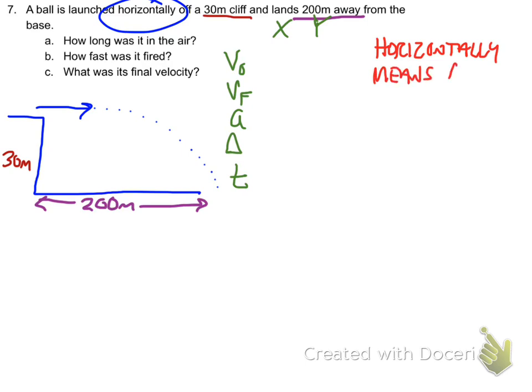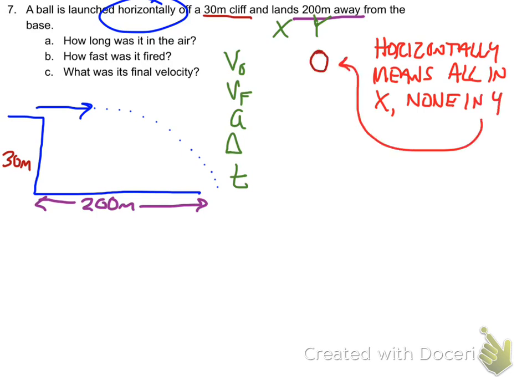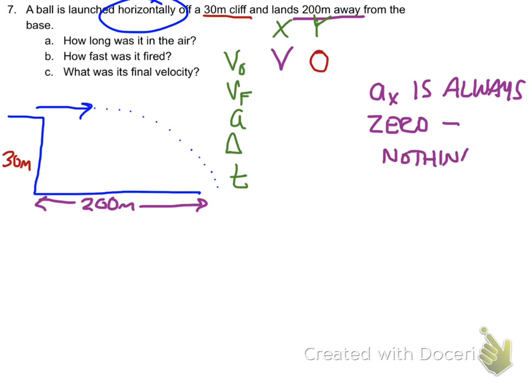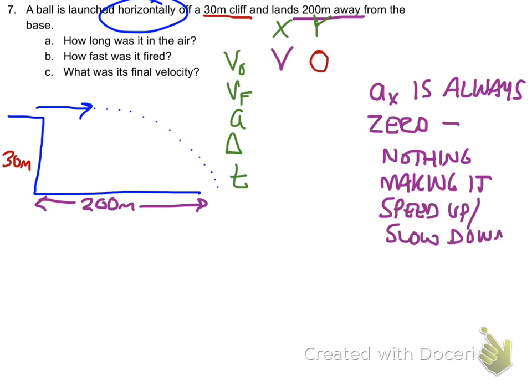Since it says it was thrown horizontally, horizontally means it's all in the X, and there's nothing in the Y direction. So we put a 0 in there. That means my velocity is all in the X, so I just call that V. Acceleration in the X is always going to be 0. There's nothing making the object speed up or slow down in the side-to-side direction. So we can put a 0 in our acceleration spot for the X.